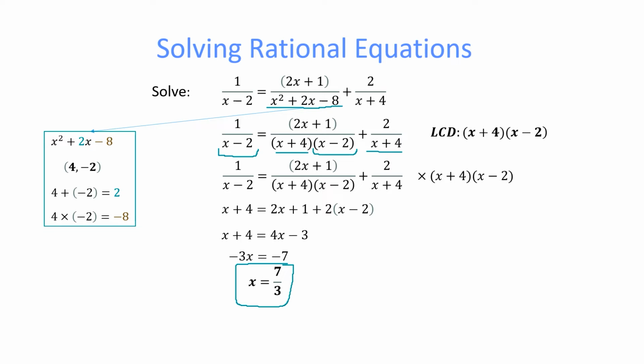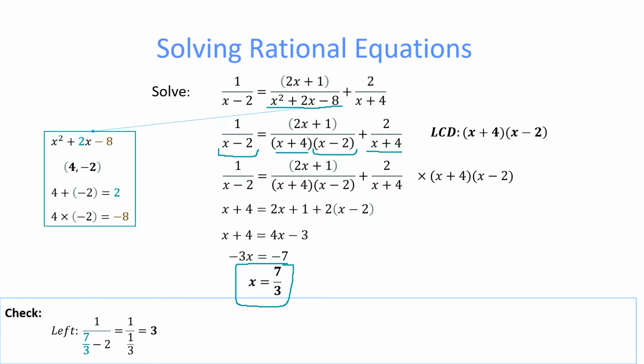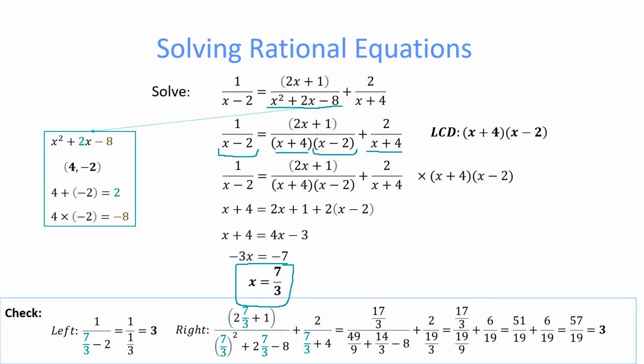Again, we would want to check that we have the correct answer by substituting for x in the left side and the right side. Well, the left side is simple. It's just one fraction, so we get that the answer on the left side is 3. When we substitute on the right side, a little more work is necessary, but hopefully I did it all right, and I got the answer 3. Therefore, left and right side are the same, and our solution 7 over 3 should be correct.